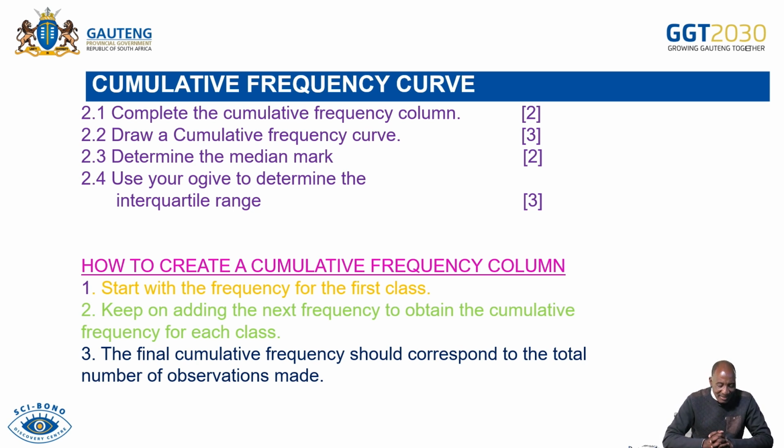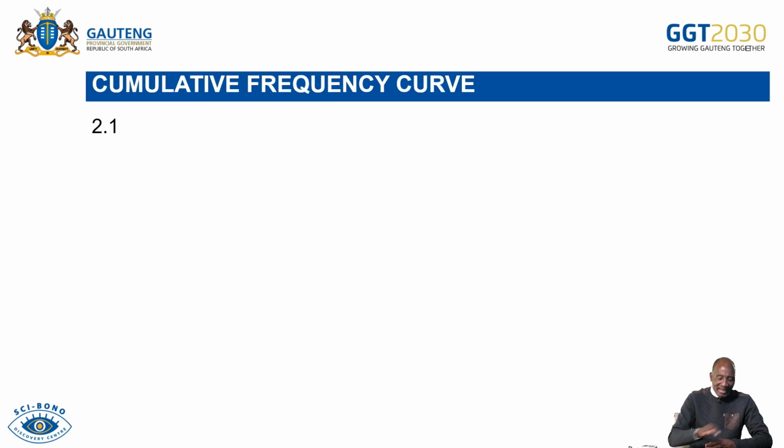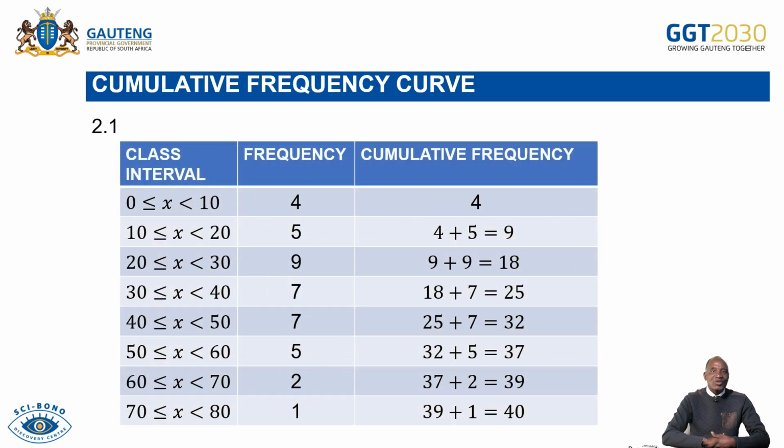Right. The question is, how do we create a cumulative frequency column? We have already explained that. You start with the frequency for the first class. You keep on adding the next frequency to obtain the cumulative frequency for each class. Then the final cumulative frequency should always correspond to the total observations made. Right. So having done that, this is what you should have obtained there, which is exactly what we did together. That's how you draw up your cumulative frequency column.